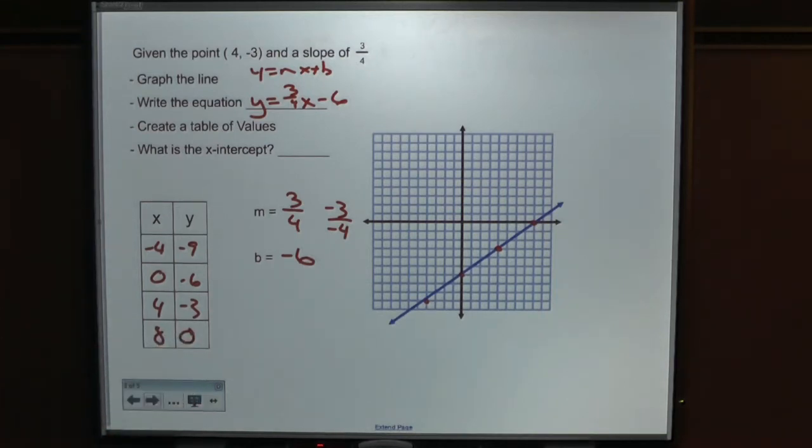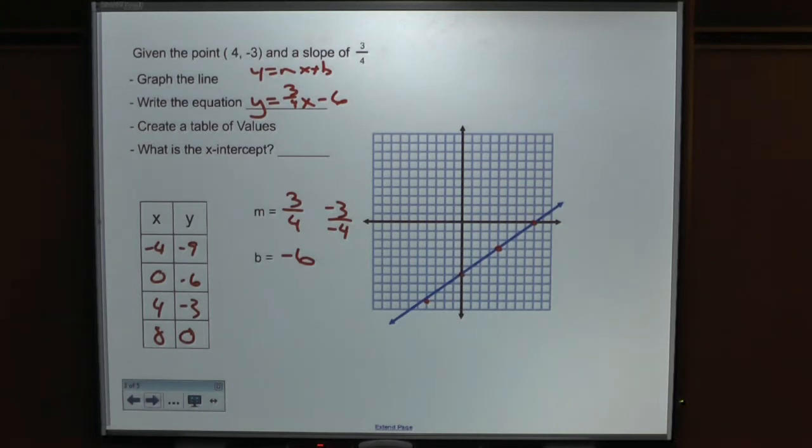So we have now created a table from those values. Now I got all 4 of those on there. Okay? Alright, so now we have a new question here. What is the x-intercept? Well, I want you to think about this and kind of use your common sense.